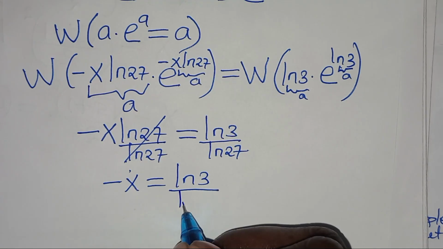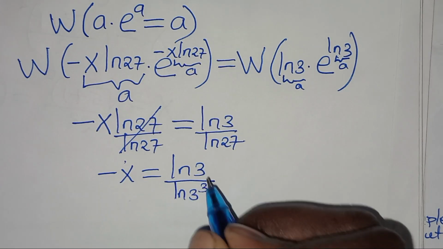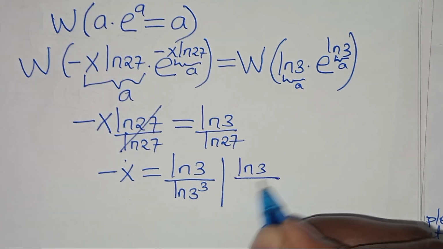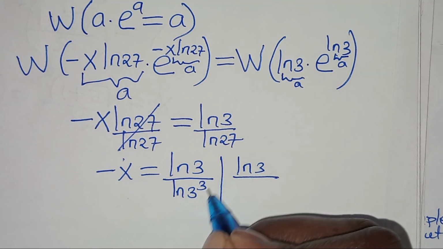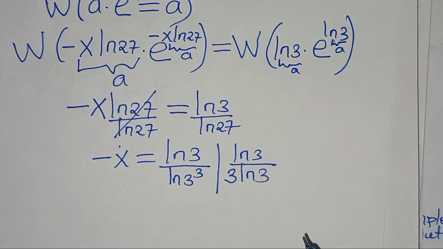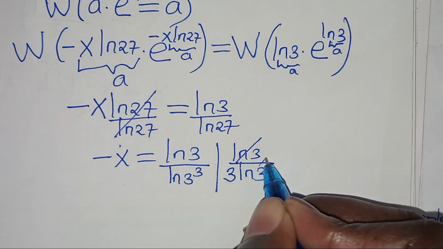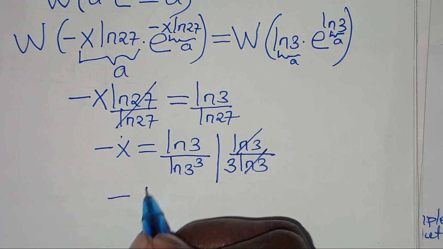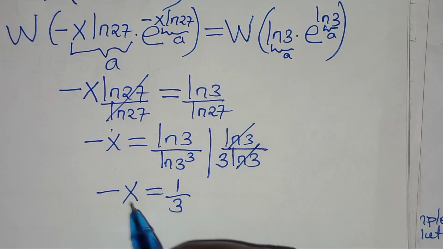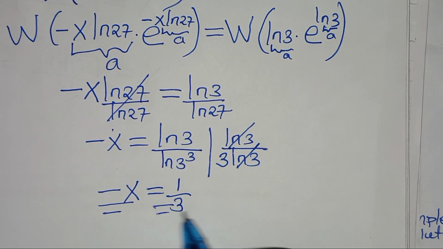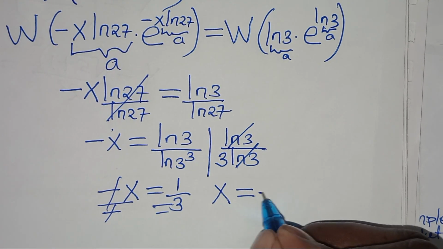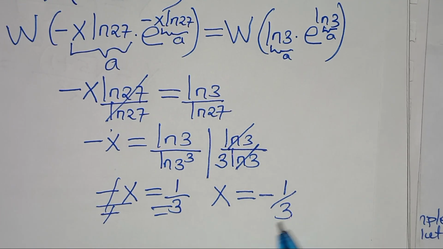which can be expressed as ln of 3 to the power of 3. So that now here, this is ln of 3 over, since this is the power, applying the power rule property, this becomes 3 ln of 3. So now we can simplify ln of 3 with ln of 3, so that minus x is equal to 1 over 3. Let's divide both sides by minus 1, so that x is equal to minus 1 over 3.